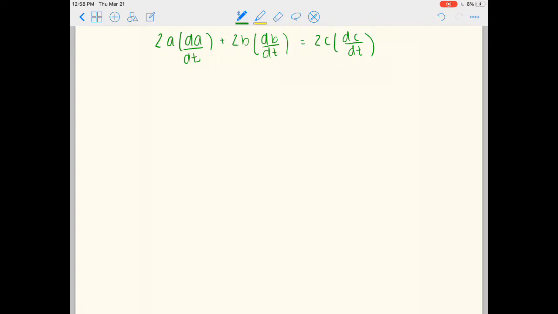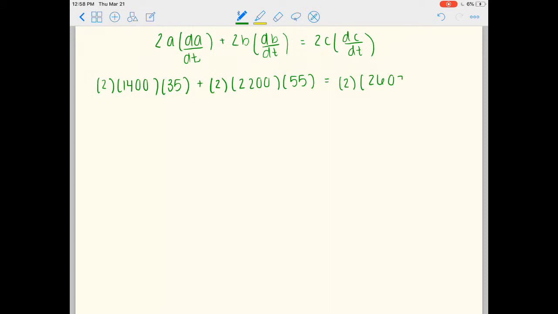Now, having the new equation to find the derivative dC over dt, we can plug in all of our knowns and multiply 2 times 1,400 times 35 plus 2 times 55 times 2,200 is equal to 2 times 2,607.68 times dC over dt.